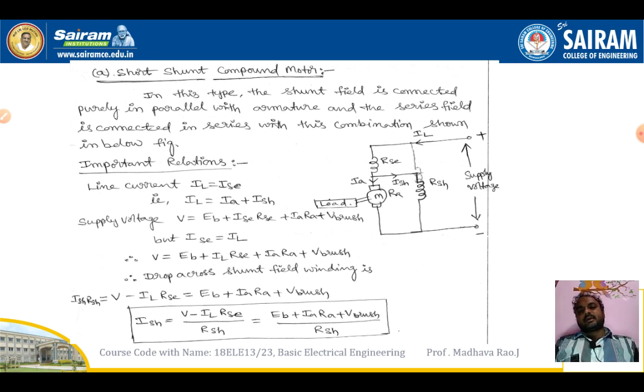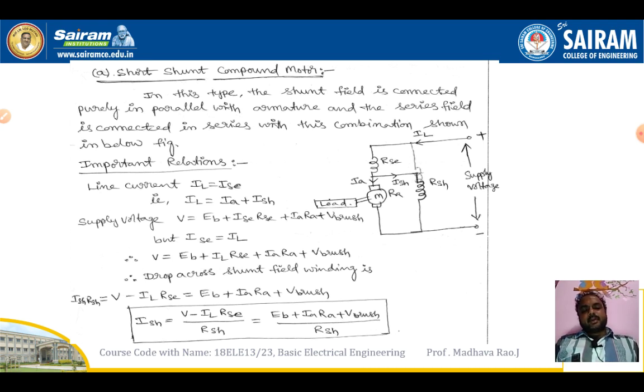First one is the short shunt compound motor. In this type of motor, the shunt field is connected purely in parallel with the armature, and the series field is connected in series with the combination, as shown in the figure below. So the shunt field winding is connected directly across the armature, and the series field winding is connected in series with the supply.